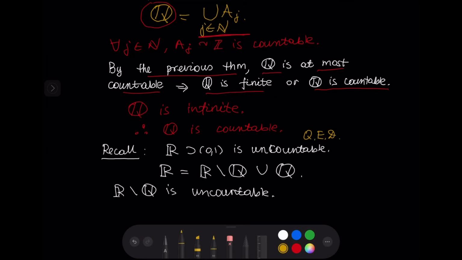So let us finish this video by recalling that the set R is uncountable because it contains the interval (0,1), and in a previous video we proved that this interval (0,1) is uncountable, and that video is linked in the description. The set R is the union of the set of all irrational numbers with the set of all rational numbers. The set of all rational numbers is countable, so the set of all irrational numbers must be uncountable for R to be uncountable. So the set of all irrational numbers is uncountable.